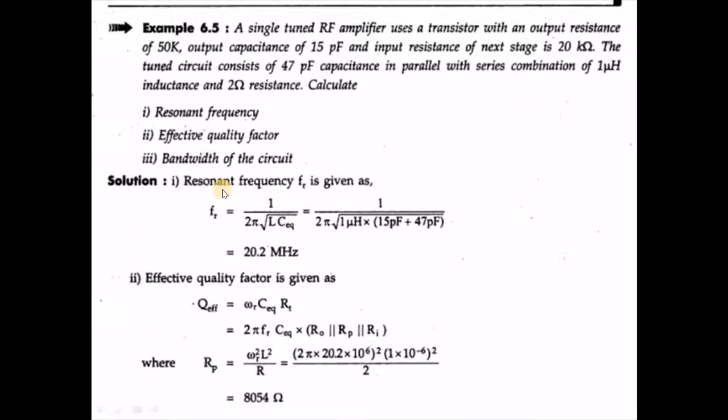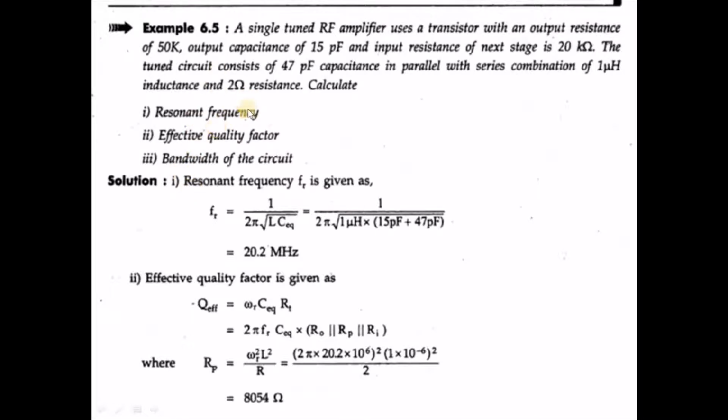Okay, so let us move into the solution for the problem. They have given the values of output resistance as 50 kilo ohms and output capacitance as 15 picofarads. And the next stage has the input impedance, that is HIE2, as 20 kilo ohms. That will be the load for us, and the tuned circuit consists of 47 picofarad capacitance in parallel with the combination of 1 microhenry inductance and a 2 ohms resistance, which is RP. Okay, so these values are given.